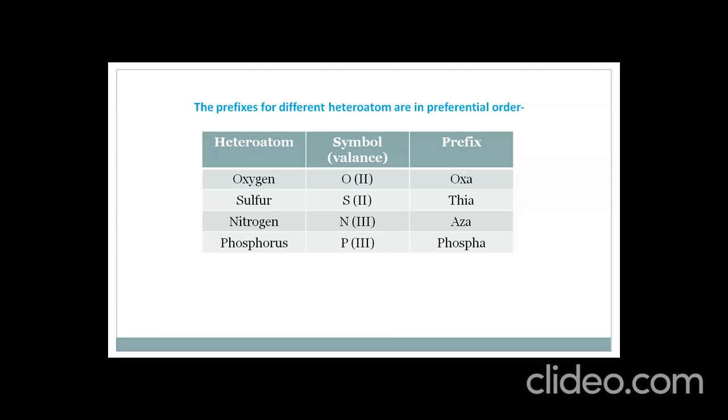And for phosphorus, the symbol is P, it has a valency of 3, and we use the prefix phospha. So you have to remember these prefixes for the heteroatoms oxygen, sulfur, nitrogen and phosphorus. Most of the heterocyclic compounds have oxygen, sulfur and nitrogen. So remember, for oxygen oxa, for sulfur thia, for nitrogen aza.